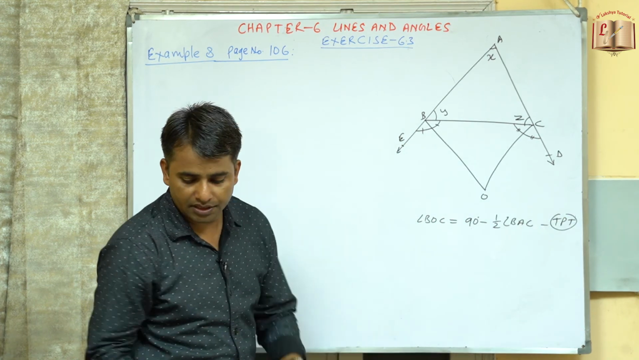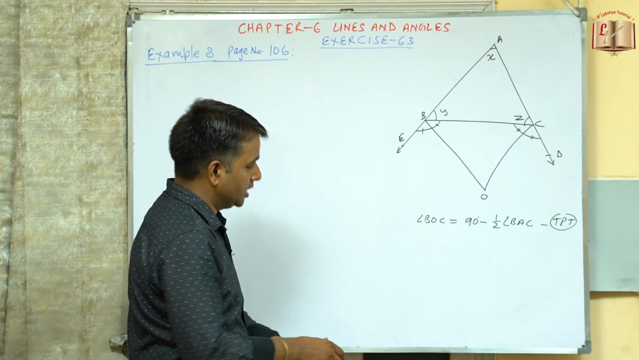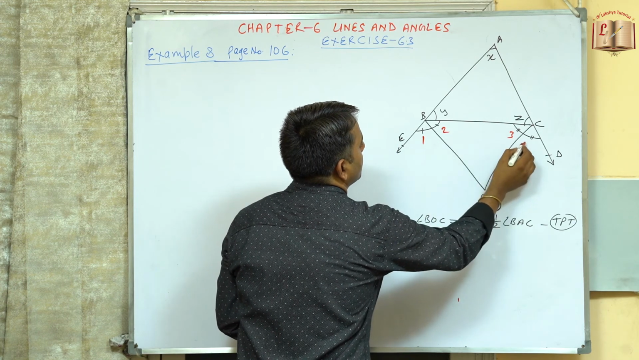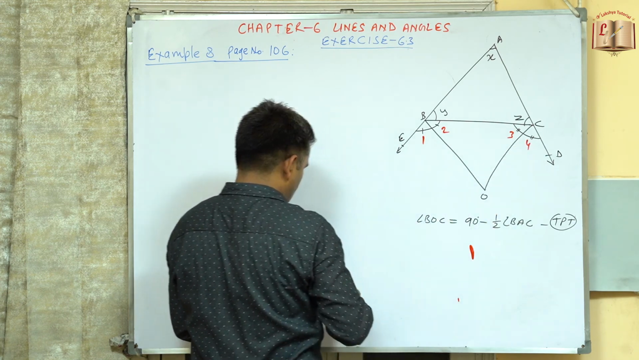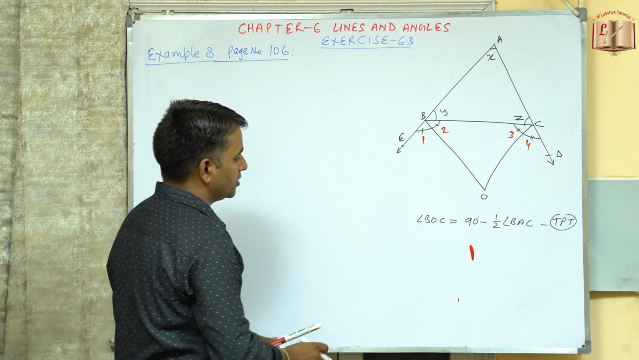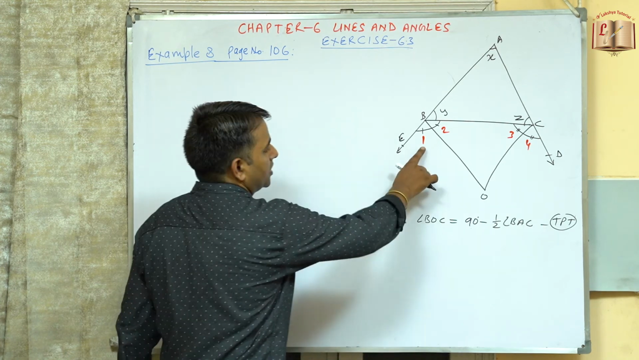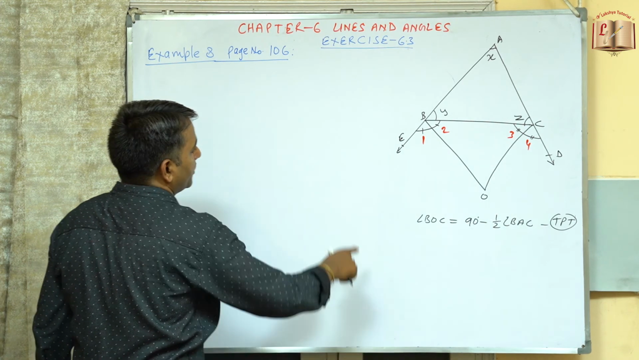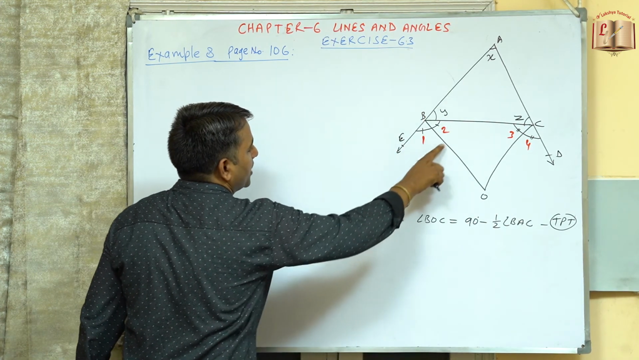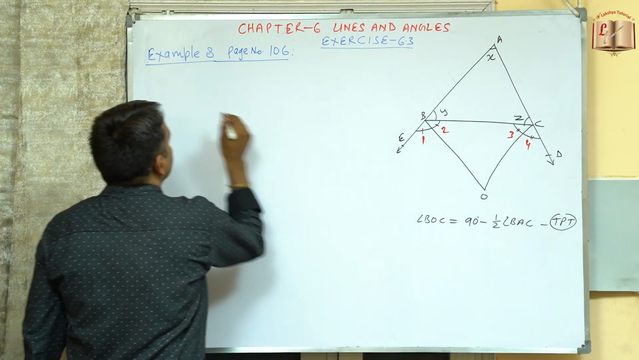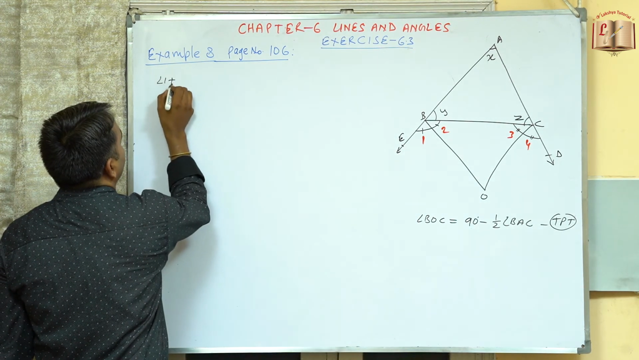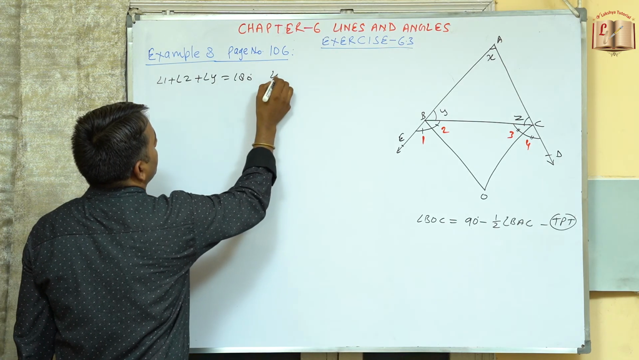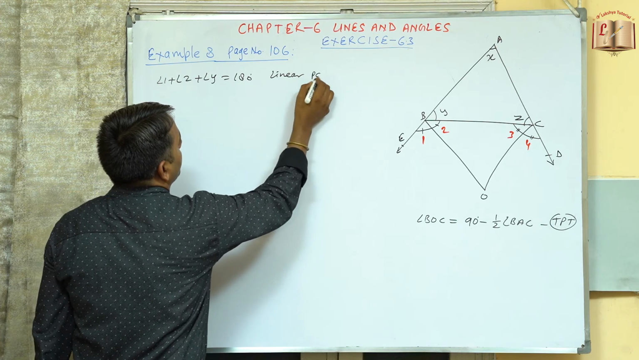First of all we will consider these angles. Suppose this is angle 1, this is angle 2, here this is angle 3, and this is angle 4. It will be easier for us to understand. First we will take up this complete linear pair. So I can write angle 1 plus angle 2 plus angle y is equal to 180 degrees. This is a linear pair.